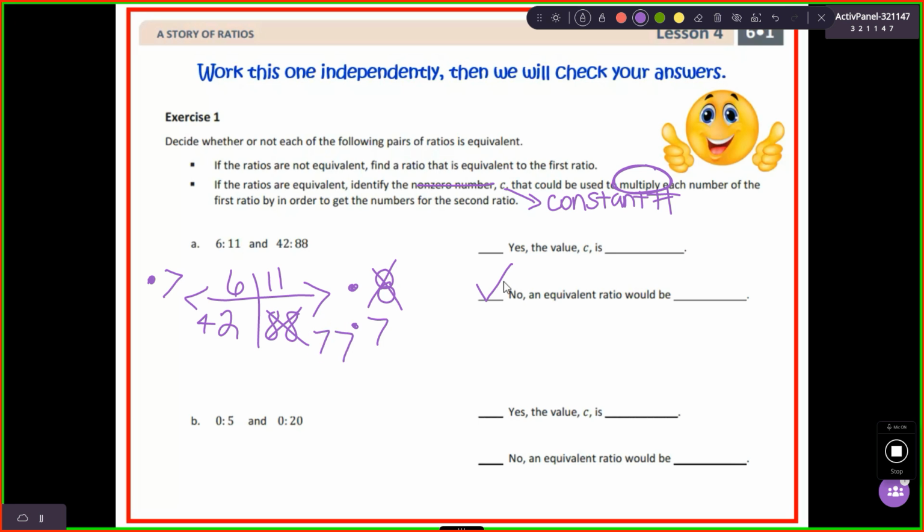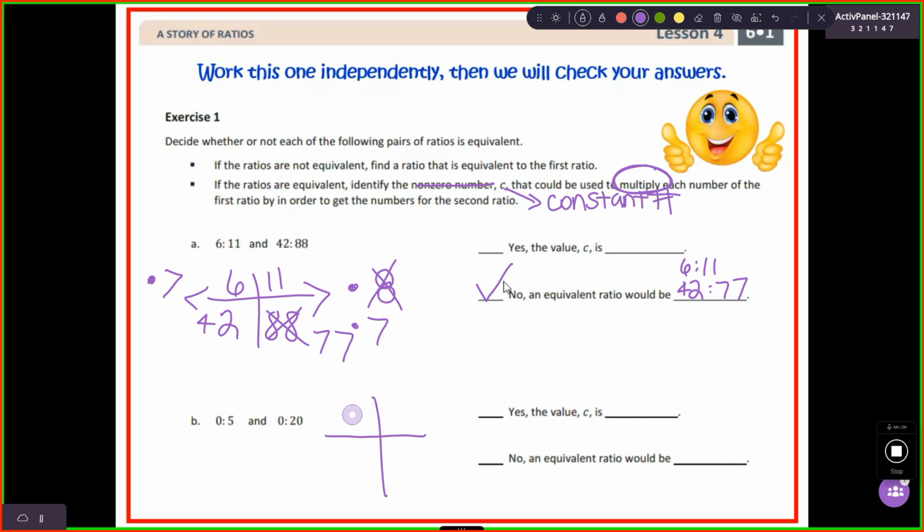So what were the equivalent ratios? What would they have been? It would have been 6 to 11 and 42 to 77. Does that make sense? We're going to do it again. And I'm going to let you know it's going to try to trick you. It's going to try to be a trick question. Okay?